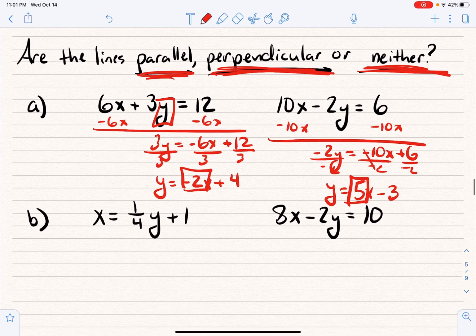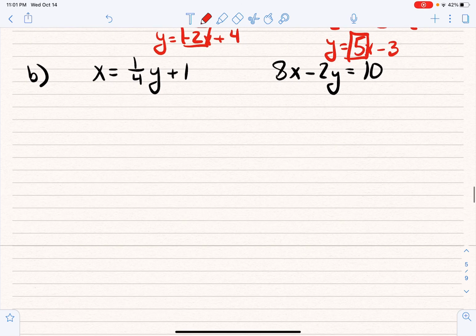Okay, let's look at this next step. We got to make it say y equals. We notice this first one says x equals, but that's not what we want. We need it to say y equals. So I'm going to spin the whole thing around, make it say 1/4 y plus 1 equals x.